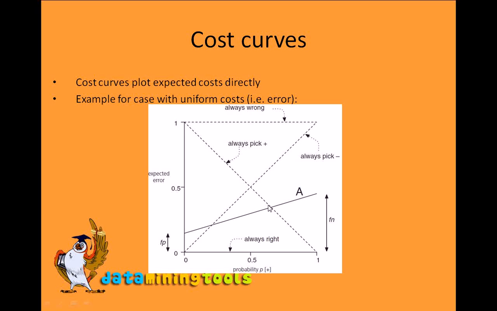Now for a classifier A, we have the following line. If we take the intercept at probability p plus equal to 0, we get FP, the false positive, and at probability p plus equal to 1, we get our false negative.